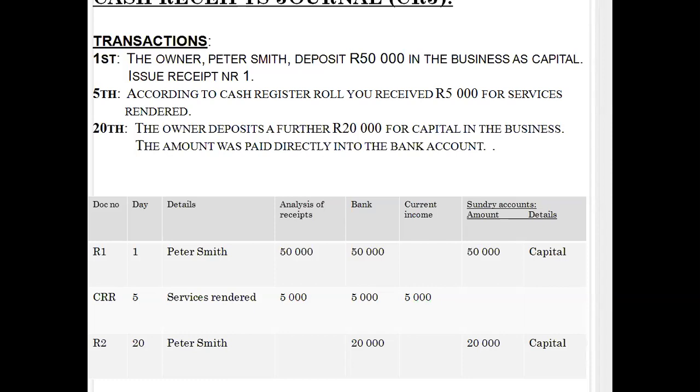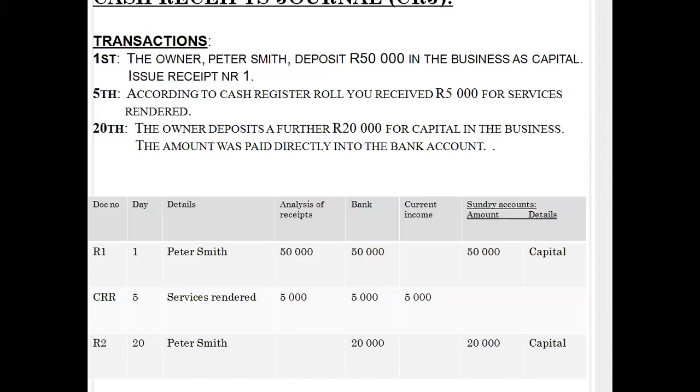Okay, let's look at the entry in the CRJ. So there you see, with the document number, it is going to be receipt number 2. Remember what they do. They always give you the first receipt number with the first transaction, and you automatically need to continue with the next receipt with the next number. So on the first, it was receipt 1. Now on the 20th, it will be receipt number 2.